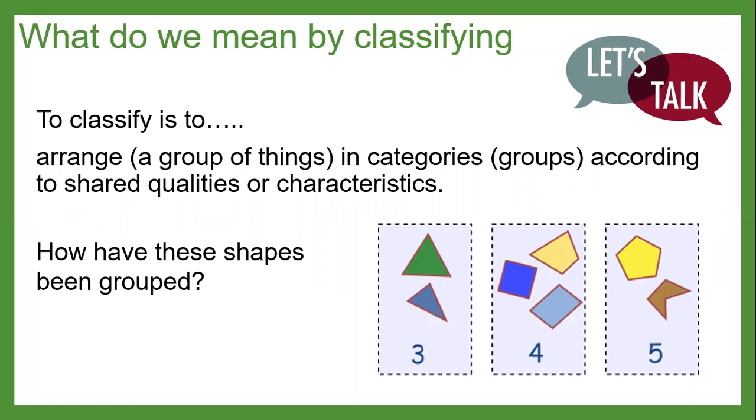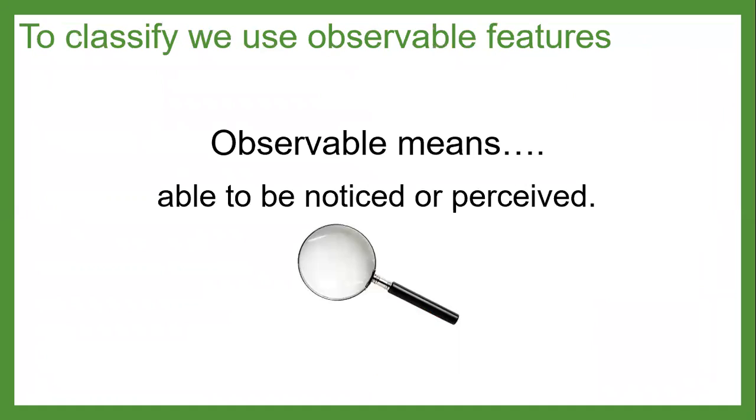Okay, so the groups have been sorted like this. The shapes with 3 sides have been grouped into triangles. The ones with 4 have all been sorted into quadrilaterals, and the shapes with 5 sides have been sorted as regular or irregular pentagons. Okay, so to classify, we use observable features. Observable features means being able to be noticed or perceived. So things we can see when we look at objects carefully.